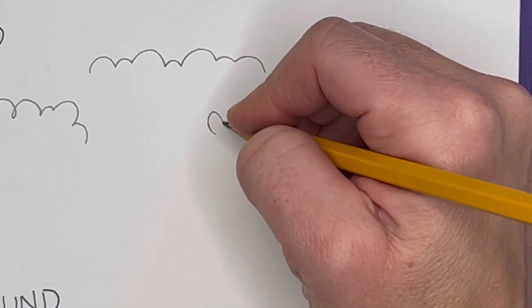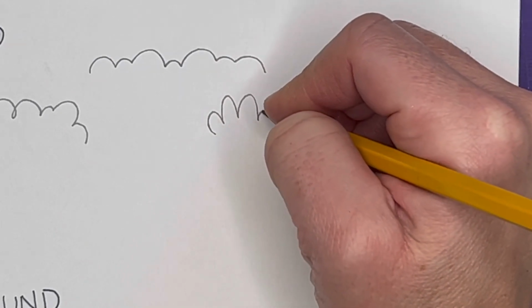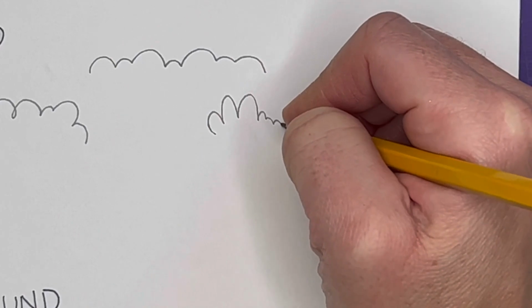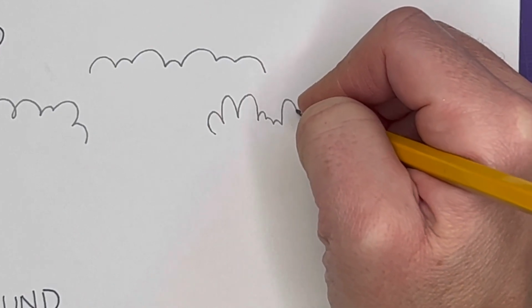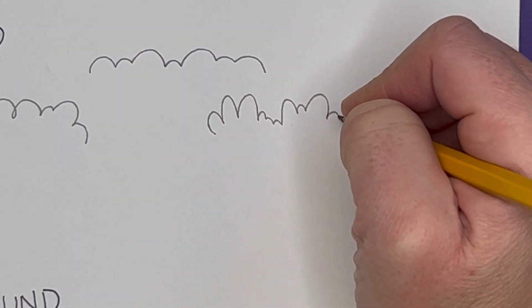For your last background plant, I want you to draw another cloud shape, except this time make each shape a little bit taller than the two before. Also, vary them in size as you draw each shape.